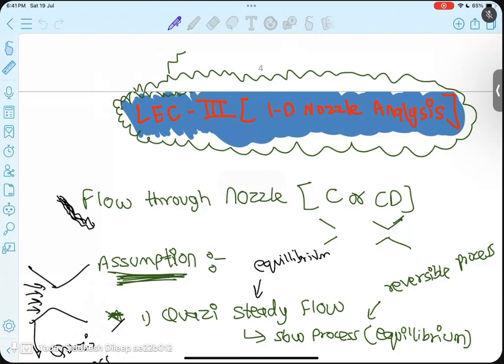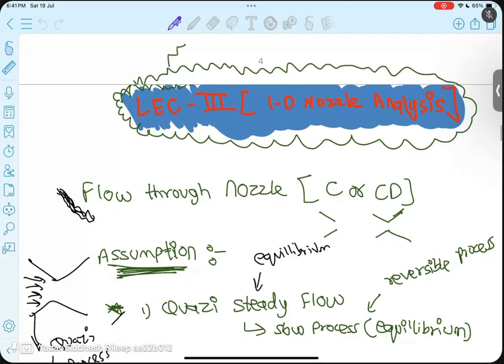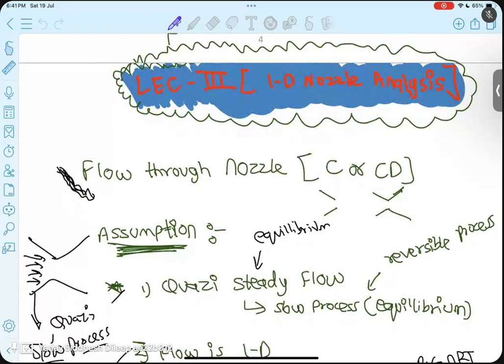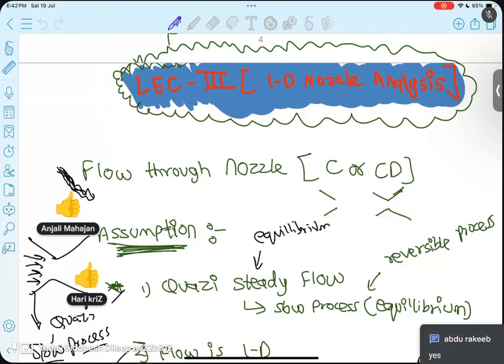Okay, so let's start with session 3 of the rocket propulsion ARAM lecture series. In the first session we looked at different chemical propulsion systems. In the second session we looked at the rocket performance parameters, C star and CF.